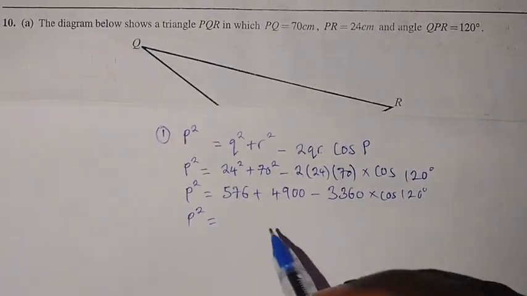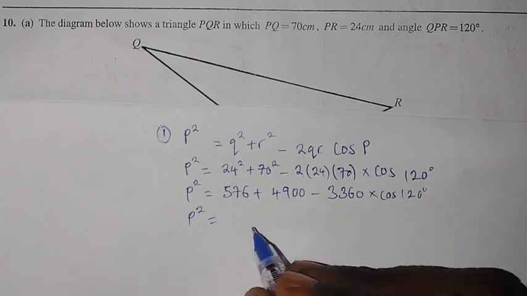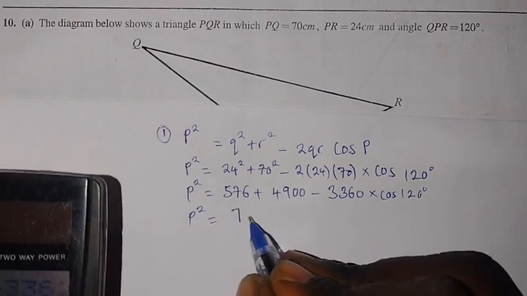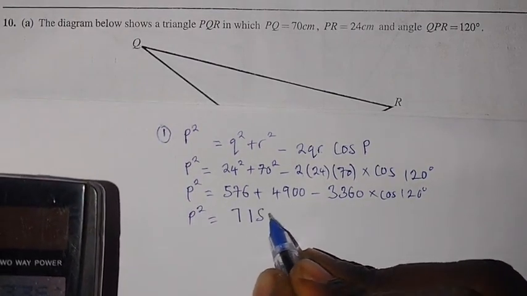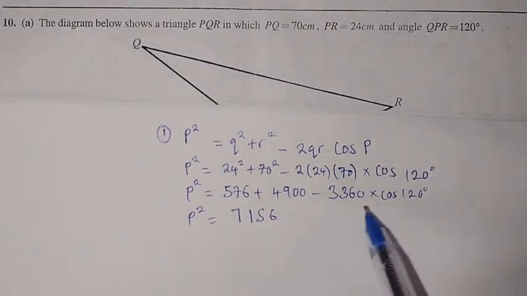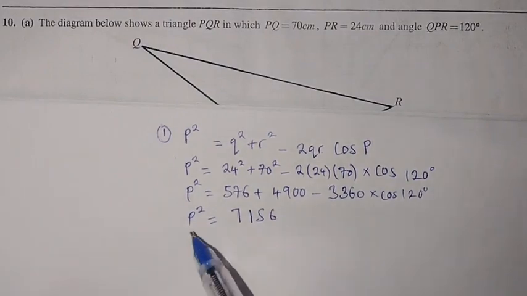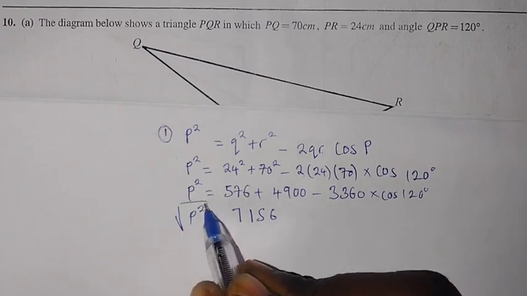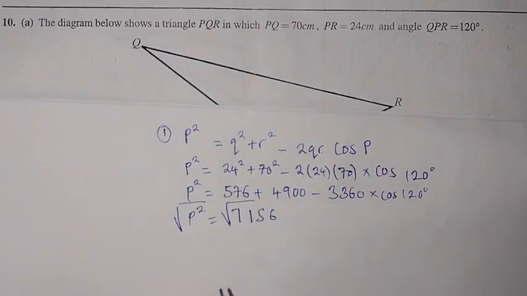Okay. All right. So when we punch everything on the calculator, this is the value that you are going to get, which is 7,156. So make sure that you're also punching in case I've made a mistake when I'm punching here. So I want to find the P, not P squared.